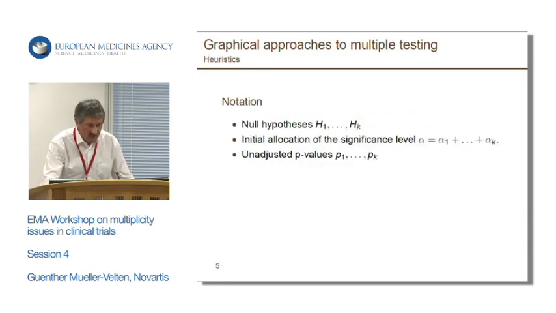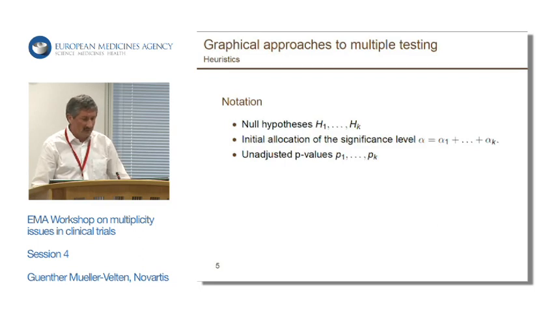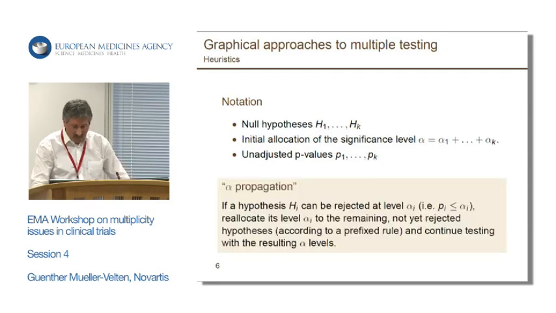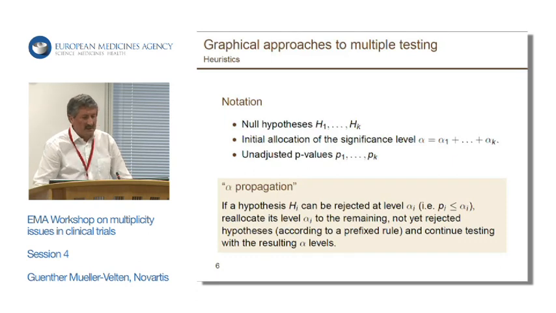So just very quickly, notation. I think this is nothing special. Null hypotheses are denoted by H1 to HK. We have an initial allocation of the significance level among those K hypotheses, and we have unadjusted p-values denoted by P1 to PK. If a hypothesis Hi can be rejected at level alpha i, that means if the unadjusted p-value is less than alpha i, we reallocate this local level alpha i to the remaining not yet rejected hypotheses according to a prefixed rule, and continue the testing with the resulting alpha levels. And this is called alpha propagation.